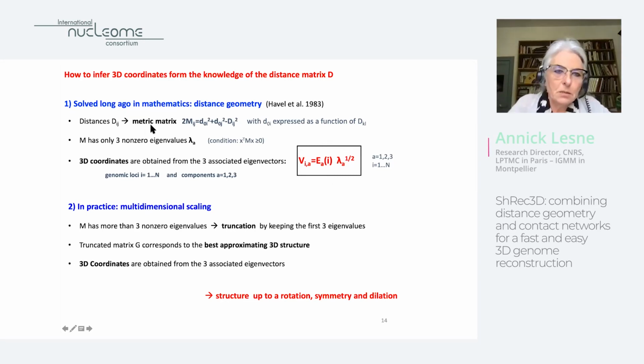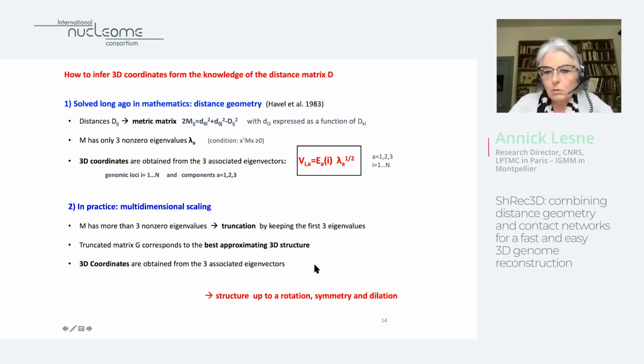In practice, it is a bit more complicated because of the noise and the possible superimposition of several structures in the experiment. When you are doing Hi-C on a population of cells, the matrix has more than three non-zero eigenvalues. And it has been shown that if you truncate this matrix by keeping only the first three eigenvalues, you get the best approximating structure.